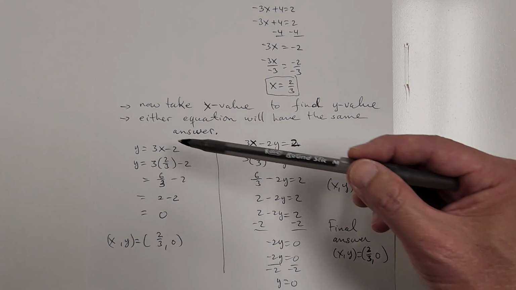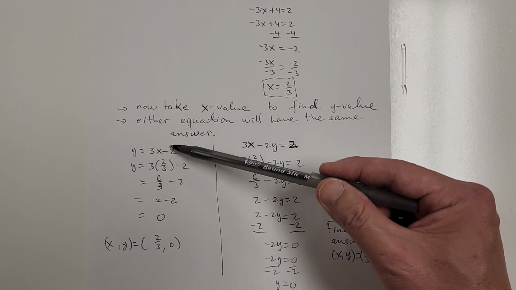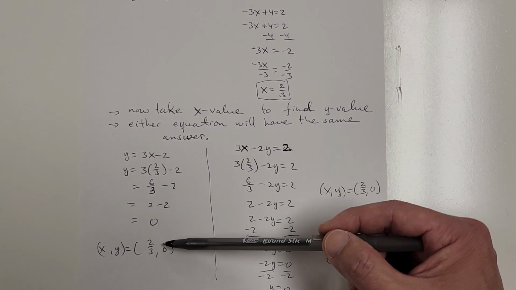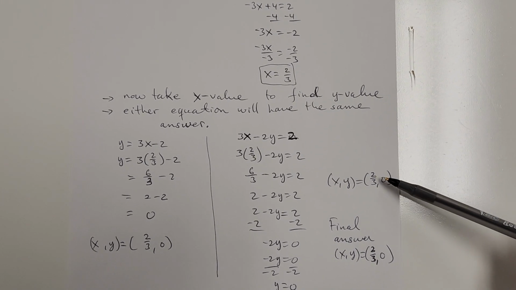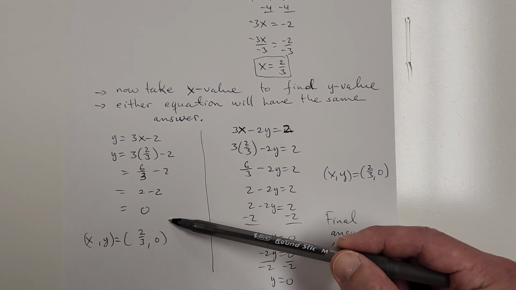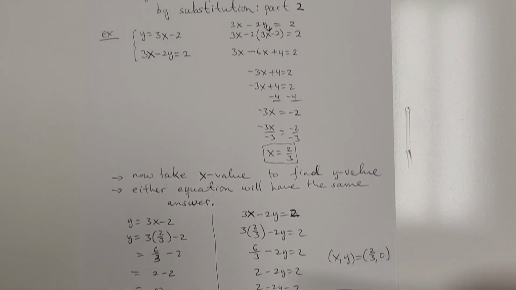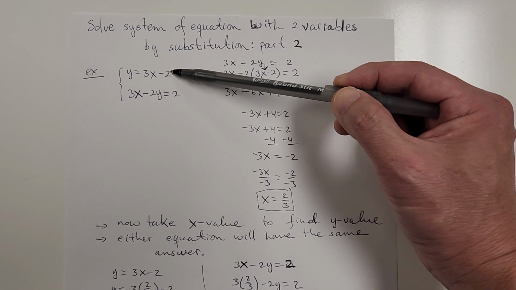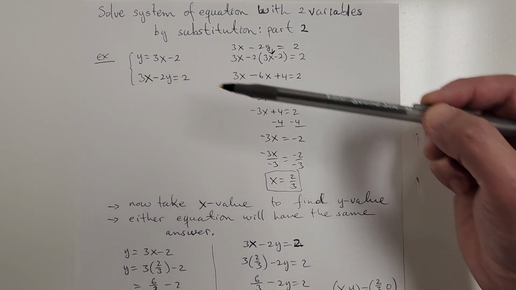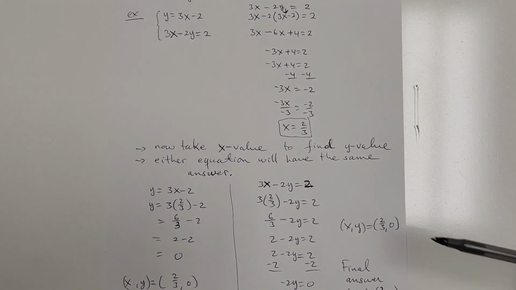Okay, and again, it doesn't matter if you use the first equation or the second equation, it will give you the same answer. As you can see, 2/3 comma 0, 2/3 comma 0. Okay, so the answer to this system of equations, the first and the second equation, is 2/3 comma 0.